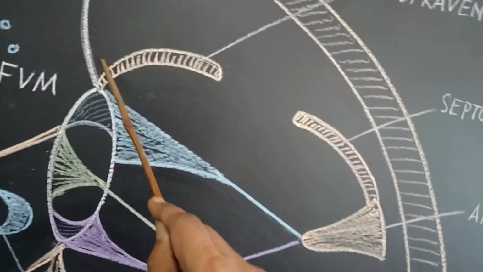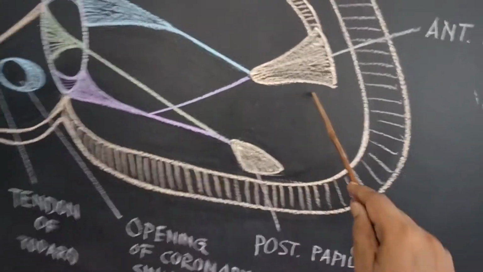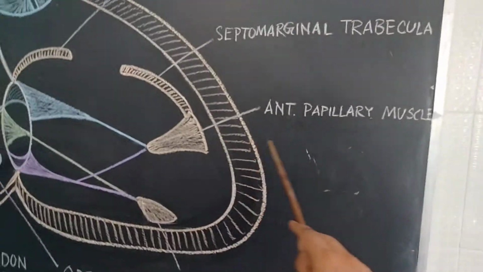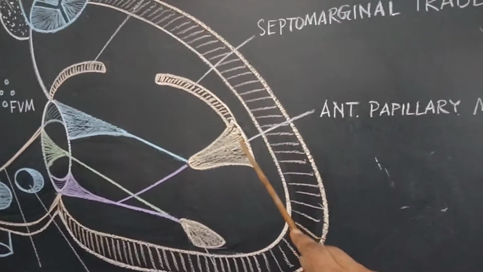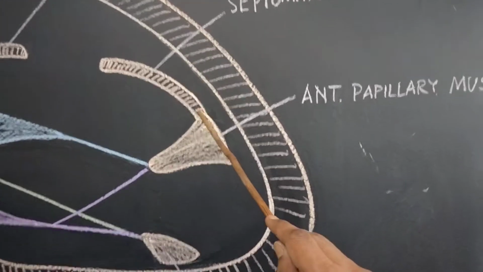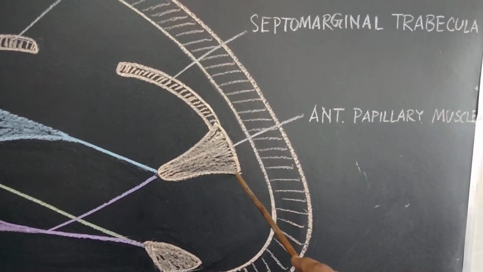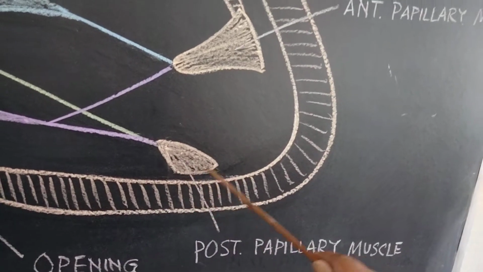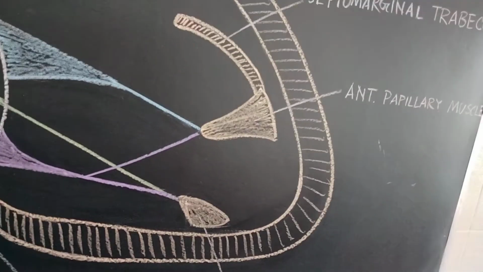So, ridges, bridges and pillars. Pillars are the two papillary muscles. One is the anterior papillary muscle. The base of the anterior papillary muscle is attached to the sternocostal surface of the ventricle, whereas the base of the posterior papillary muscle is attached to the diaphragmatic surface of the ventricle.